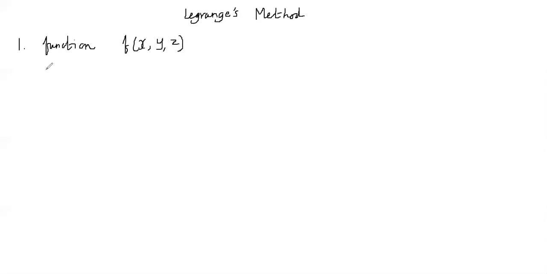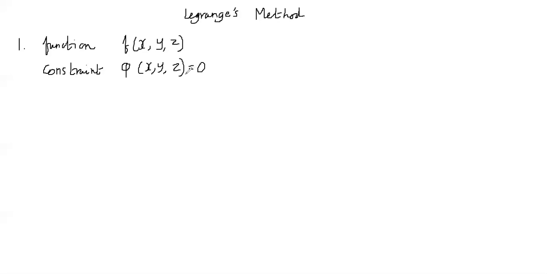And next what we have to find out is what is the given condition, that is known as constraint. C for condition and C for constraint. Constraint in the sense what is the given condition. So it can be written like this: phi of x, y, z will be equal to 0.